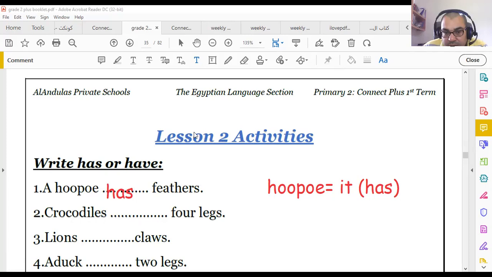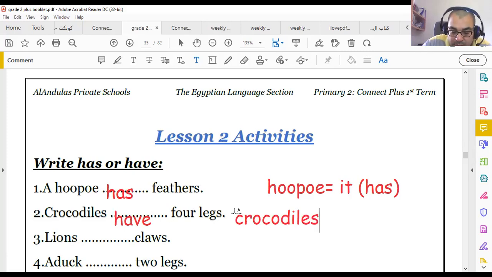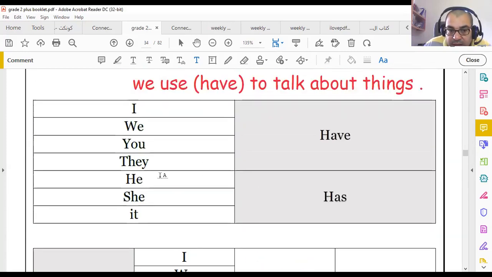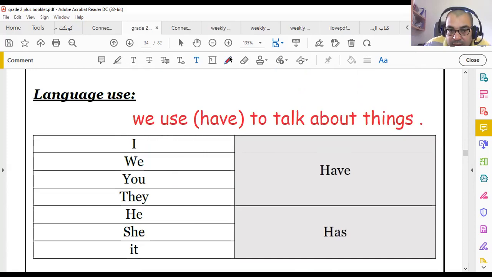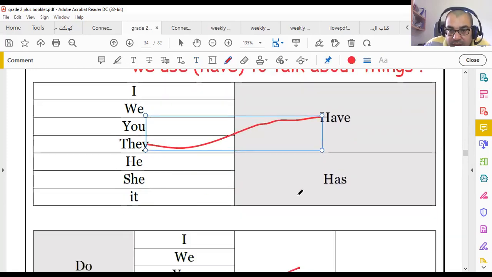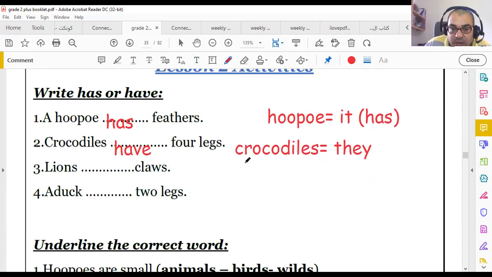Now it's Omar Ahmed. Turn on your mic now, Omar. Crocodiles, four legs. Have or has? Have, that's right. Why, students? Because crocodiles equal what? They. And when we look here, we find that they takes have. Because crocodiles equal they, we say crocodiles have.